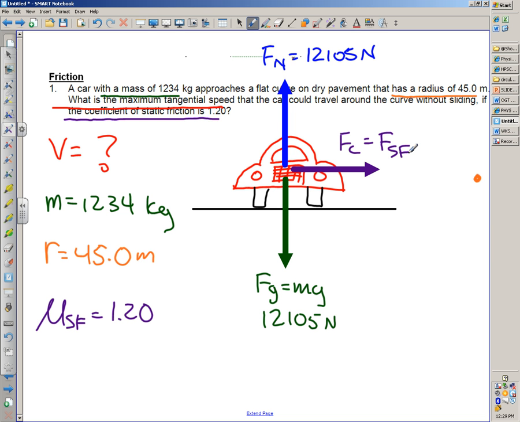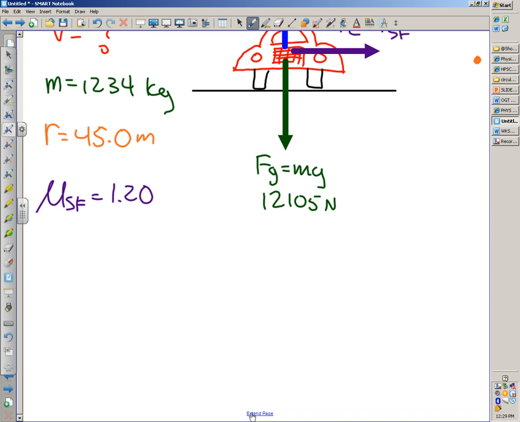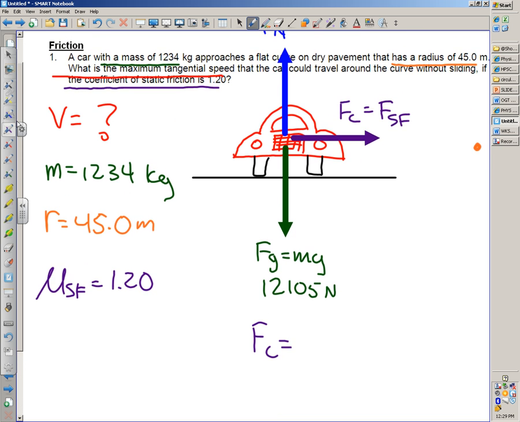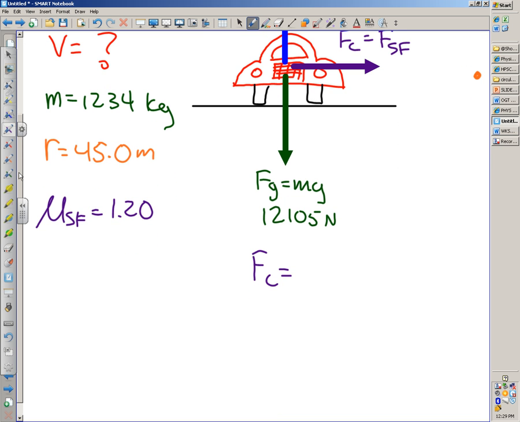And that's how all problems in this unit are going to start. F of C equals something. Because centripetal force has to come from somewhere. In this case, we've established that F of C comes from where? What provides the centripetal force? The static friction. Does that make sense? This is how the problem is going to start. And this is how all problems in this unit are going to start. F of C equals something.